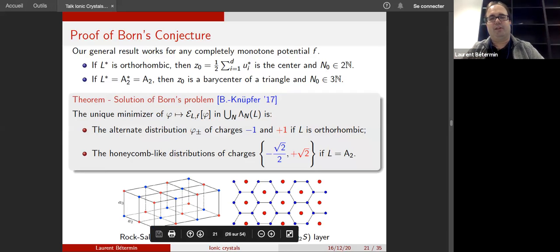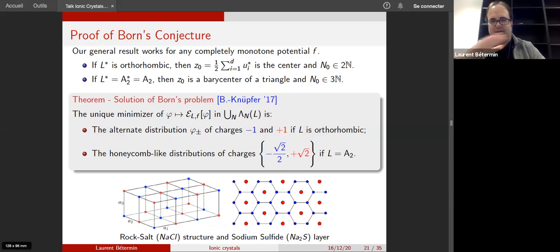And in the triangular lattice case, you will find a distribution of charge of this kind, with charges minus square root of 2 over 2 and square root of 2, in the triangular lattice. On the left, you have this rock salt structure, and on the right, you have this sodium sulfide layer. So that's one layer of sodium sulfide.